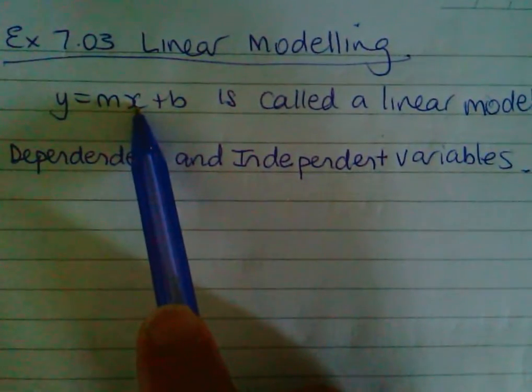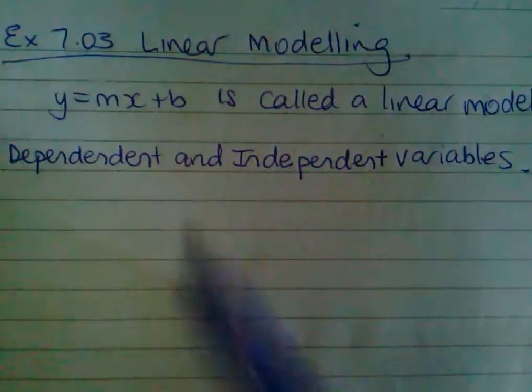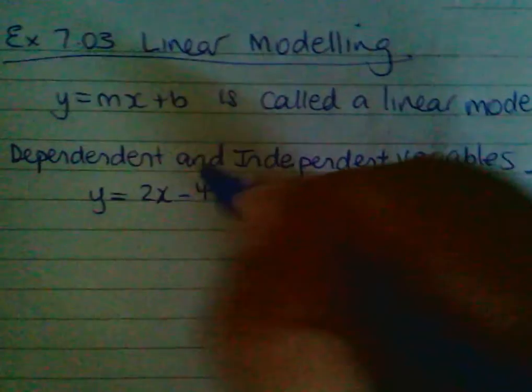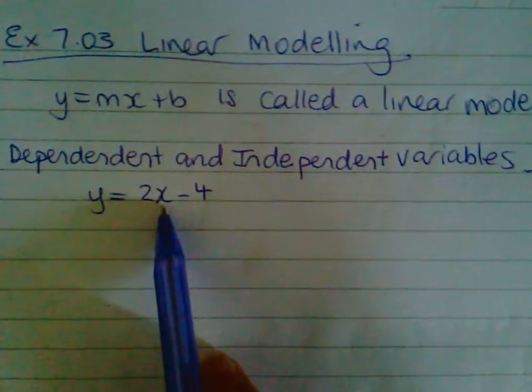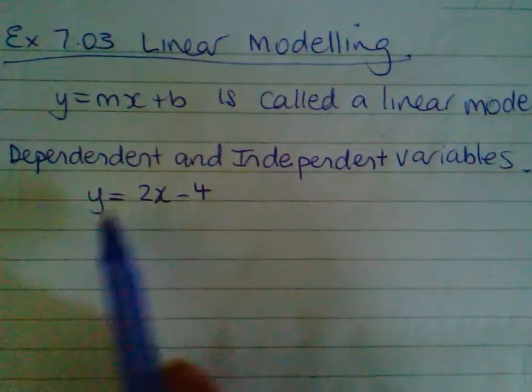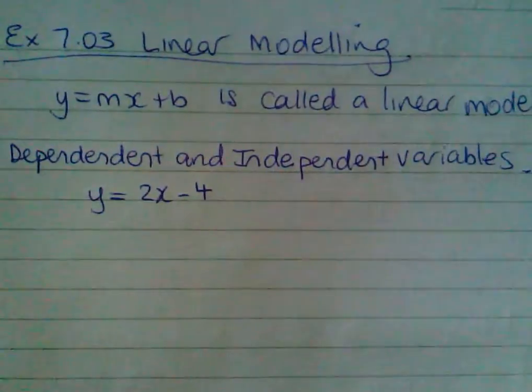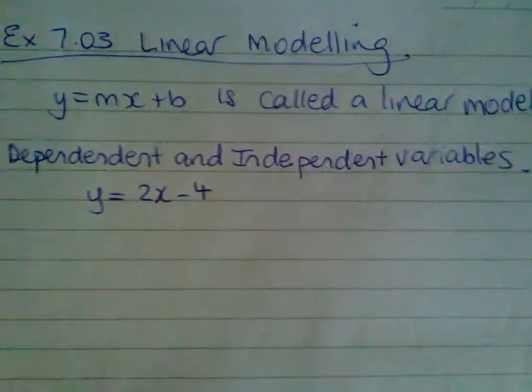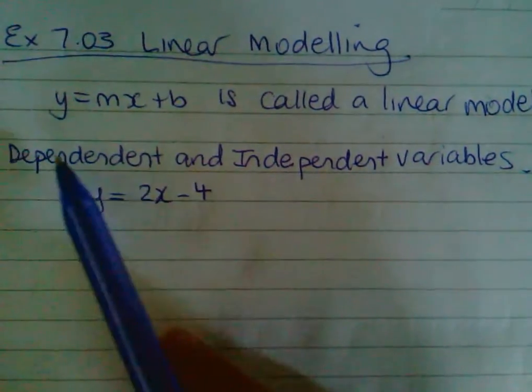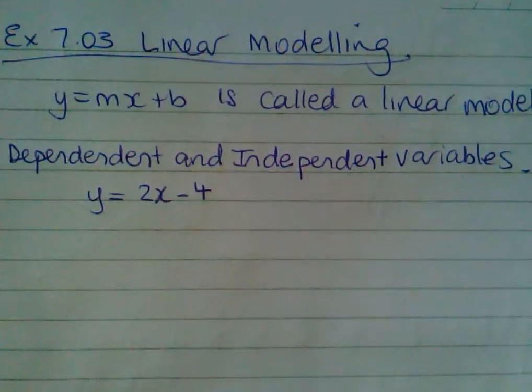Does that make sense? Like if I have, for example, y equals 2x minus 4. I'm going to say when x is 0, y is this. When x is 1, y is that. When x is 2, y is that. So the value of y depends on what you're substituting for x. So the value of y depends on what x is. So y is the dependent, x is the independent.